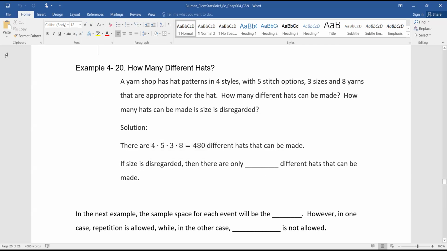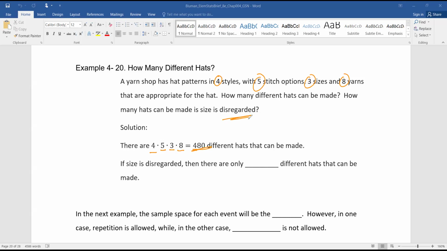To figure this out, just like I was showing earlier, list all the options. Your K1 here, you have 4 different styles. K2 would be 5 different stitches. K3 would be 3 different sizes, and K4, 8 yarns. So how many different hats can be made? You would literally go 4 times 5 times 3 times 8. There are 480 different hats that can be made.